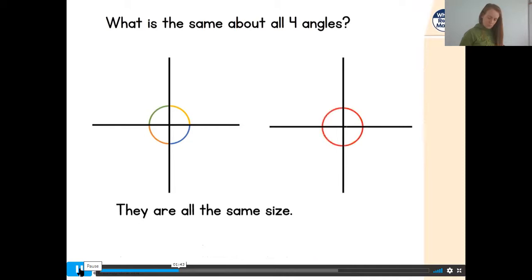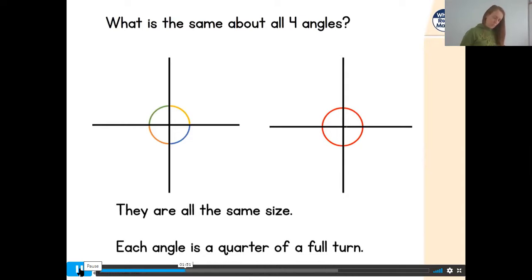1, 2, 3, 4. All those 4 make a full turn, what you may call a circle or a full turn round a point. So each of those angles is a quarter of a turn. We've got 4 of them, they're equal, and all 4 together is a full turn. So each of them is a quarter of a full turn.